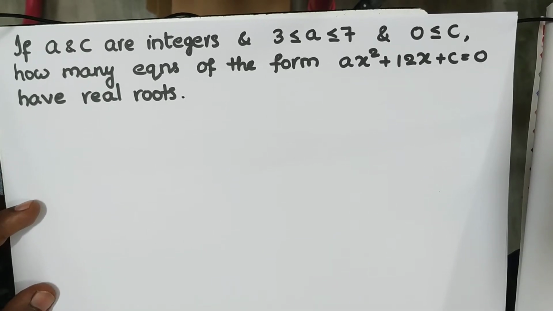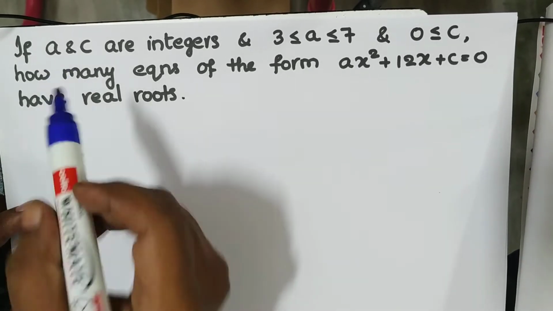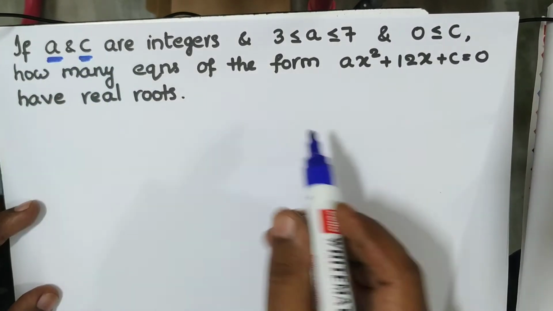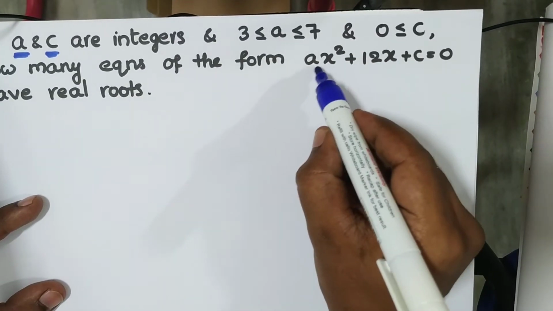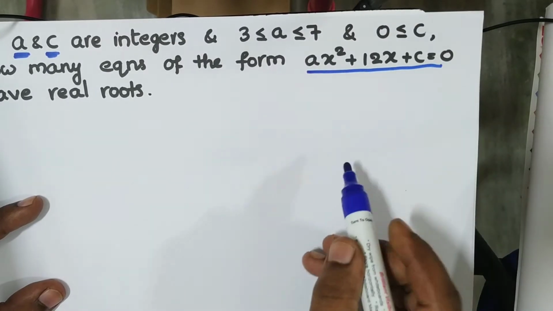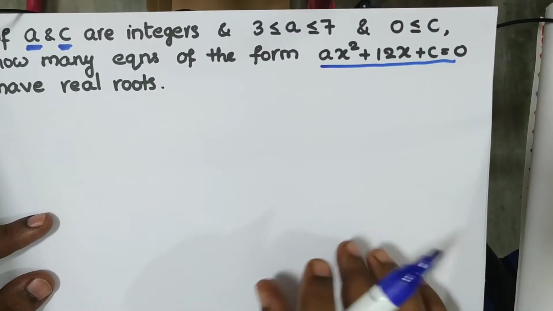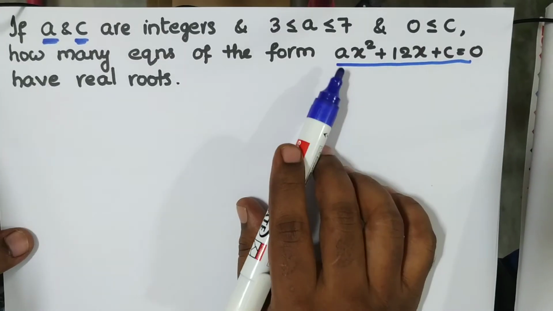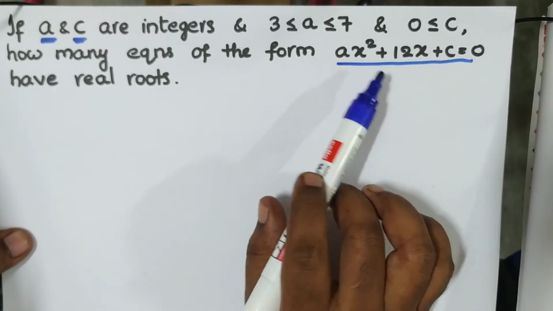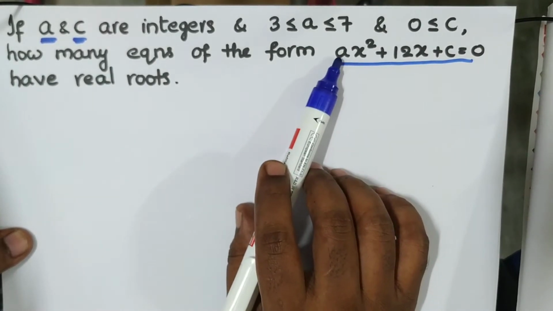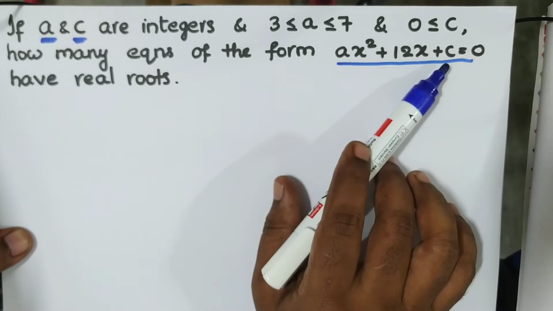Okay, see, if A and C are integers, in this equation, a given quadratic equation like this, ax square plus 12x plus c equal to 0. Now in this you have A and C as unknowns, right?